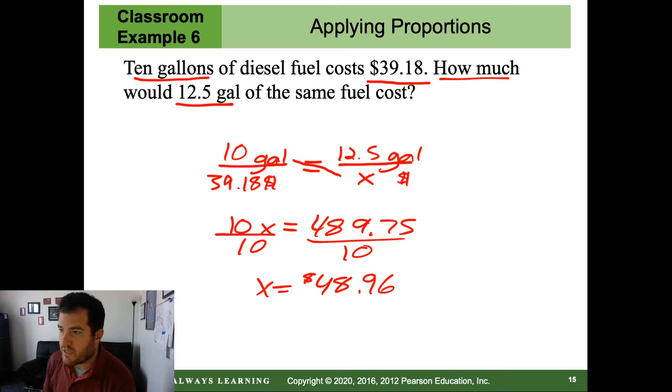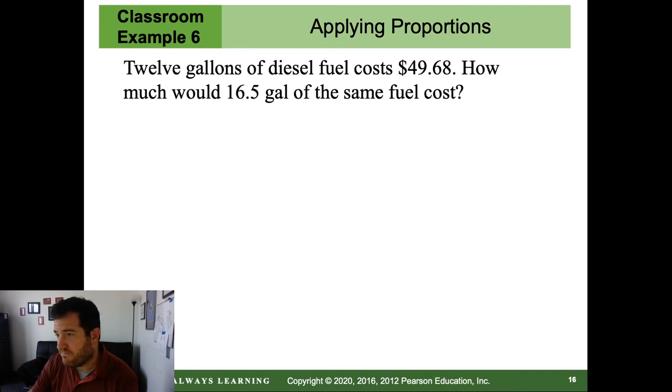Okay? So again, when setting up a proportion, I start with the units. So I start with my equal sign, my fractions, start with the units, kind of work your way through that, cross multiply here, multiplication property of equality, and you should be good to go. So let's give this one a shot.